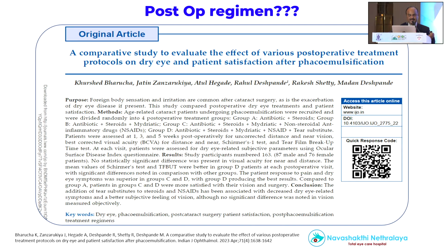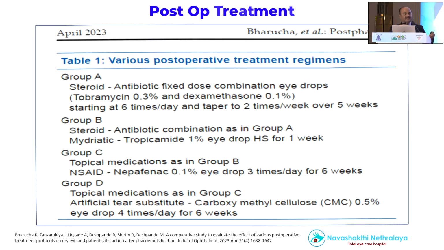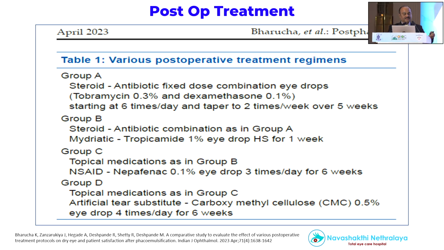Now, this is a study wherein they classified the patients into these 4 groups. Group A, only steroid antibiotic combination. Here it was tobramycin and dexamethasone which was used, not any of our advanced things. Group B, they added a mydriatic. Now, that we do not do in most of our phacoemulsification cases. Group C, they added NSAID, Nepafenac, and group D, they added carboxymethyl cellulose.